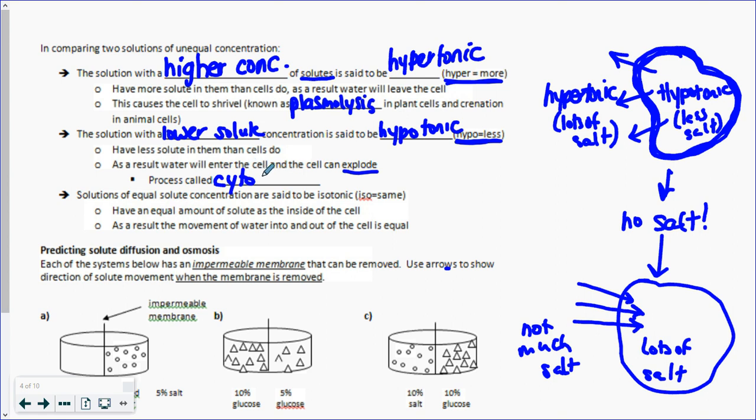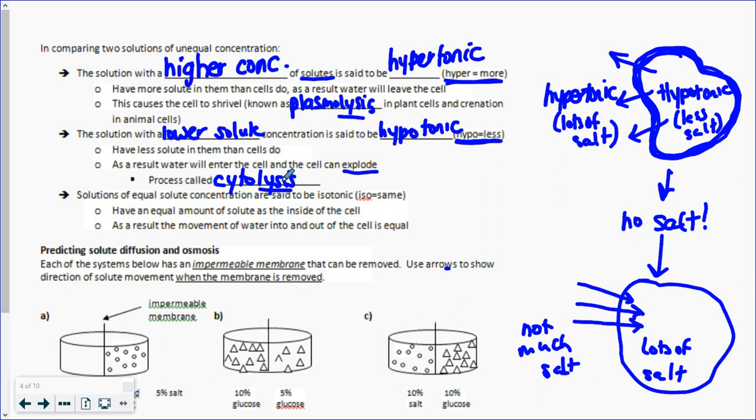And so that's the process called cytolysis. Lysis always means split, so the cytoplasm would essentially split open and break things.